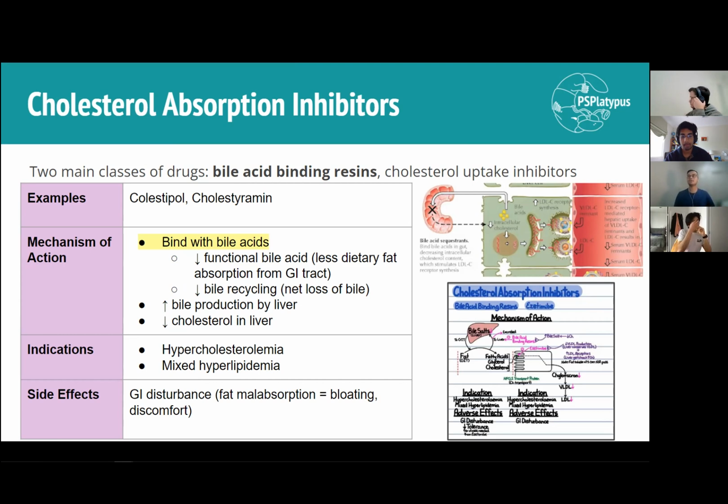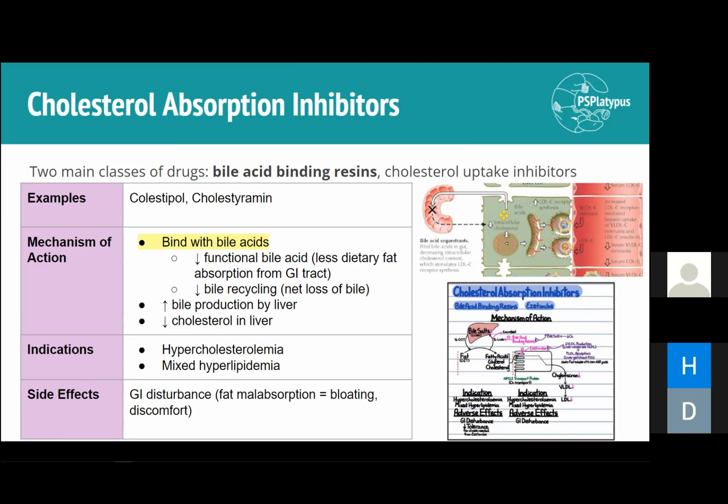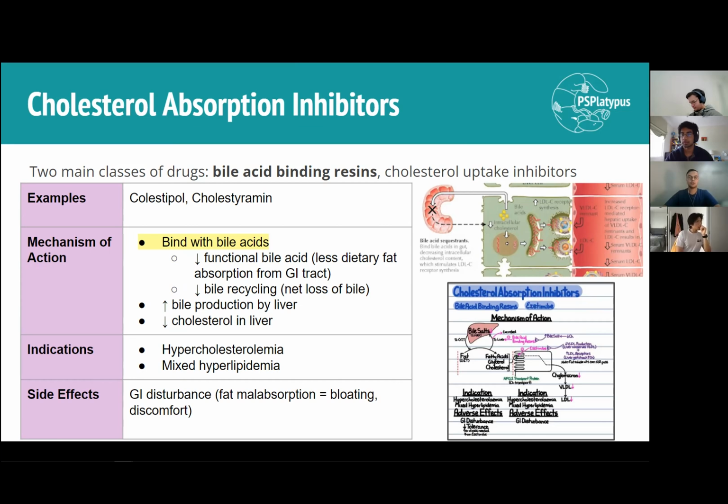And you also have the effect of less bile recycling, because those bile acids have been bound, they no longer can be endocytosed and recycled again because the structure has changed. And so you can't really do that anymore. The net effect is that you have less functional bile and you can't take it up again. So all that bile is just lost through your GIT. It comes out through your feces.